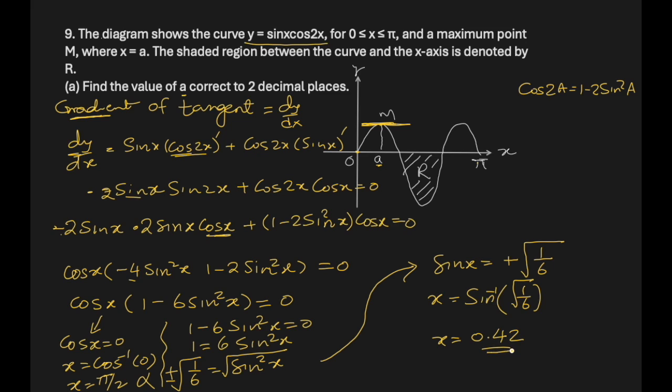What I'm getting here is 0.42 radians. Okay, there's no need to write radians. Every angle is in radians unless written degrees. 2 decimal places.